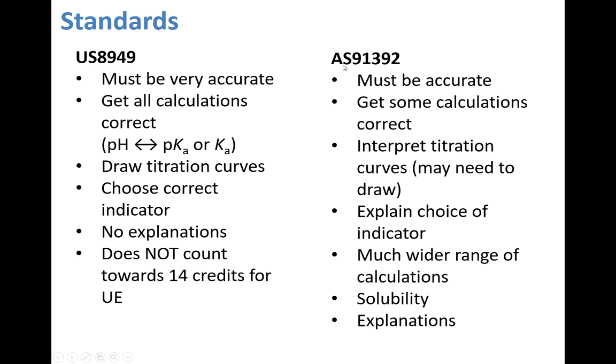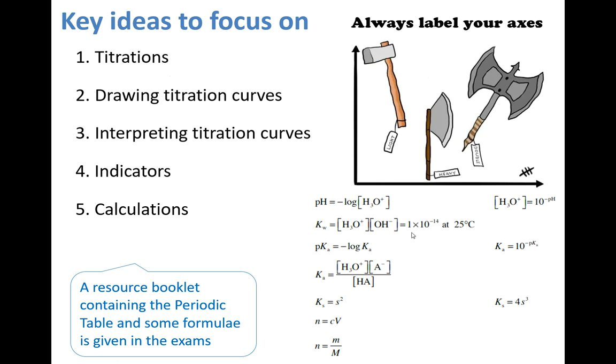As far as the achievement standard goes, as I say, it's normally easier to pass, to get an achieved, although to get excellence, you must do a lot more. There is a much wider range of calculations, but you don't have to get them all right. It includes all that solubility from the 306 module, and as I say, there are lots of explanations in the exam.